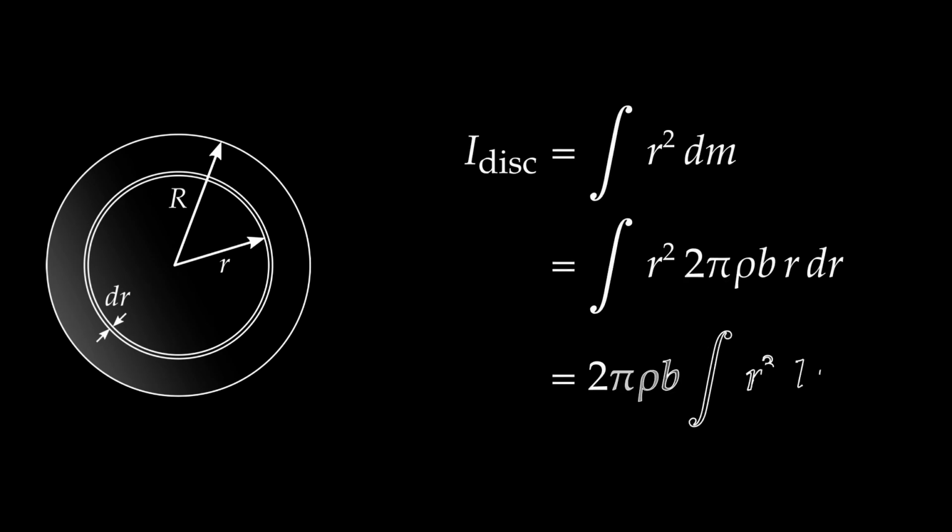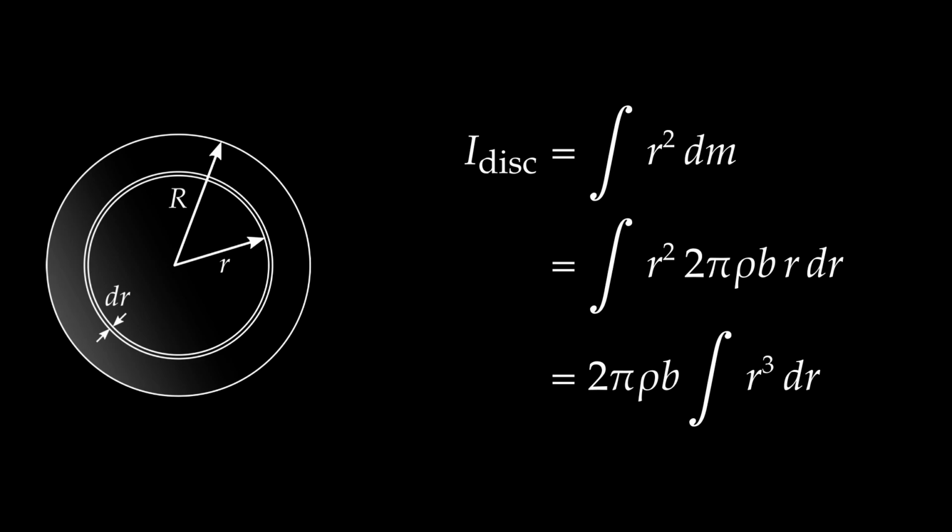Now, my density here is full of constants. 2 is a constant, pi is a constant, and b is a constant. I'll pull all of those constants out of the integral here, 2 pi rho b. Now I have the integral of r squared, but my volume here has an r in it, so that's going to become r cubed dr. Once I've made that substitution, dm is equal to rho 2 pi r dr b. Factoring all the constants out in front.